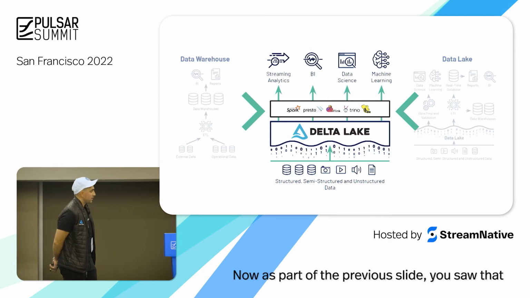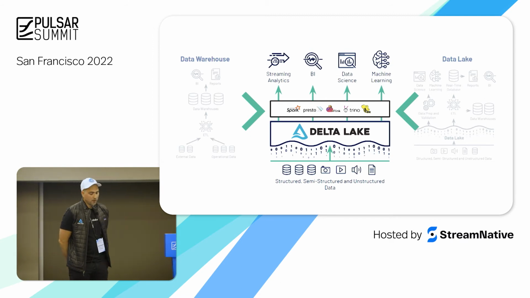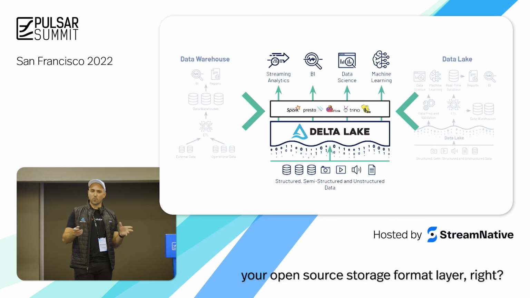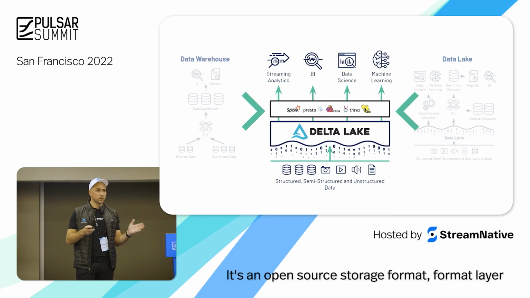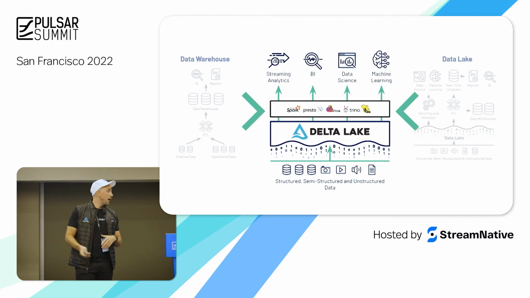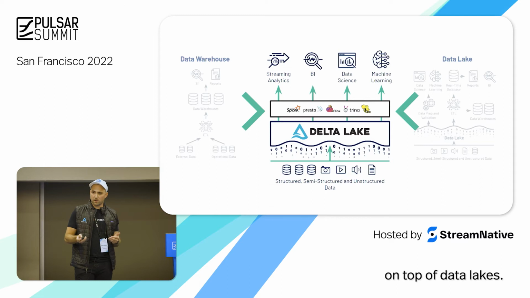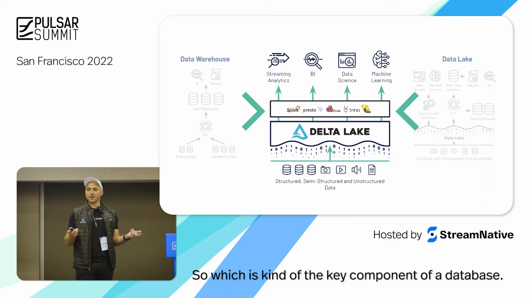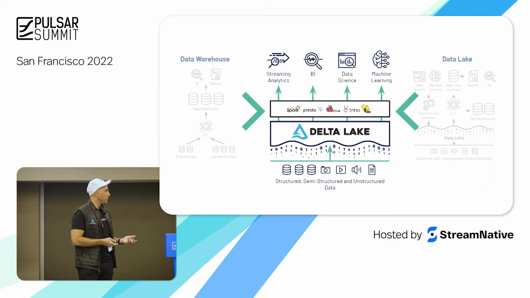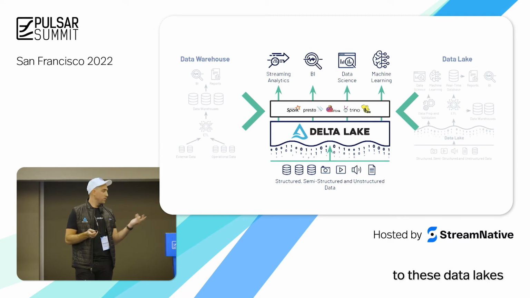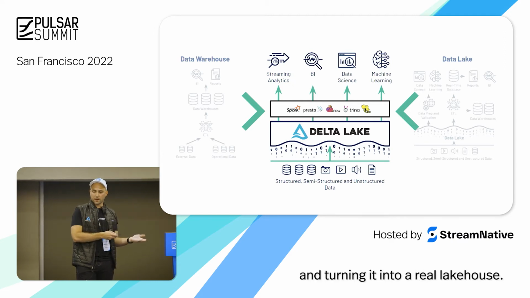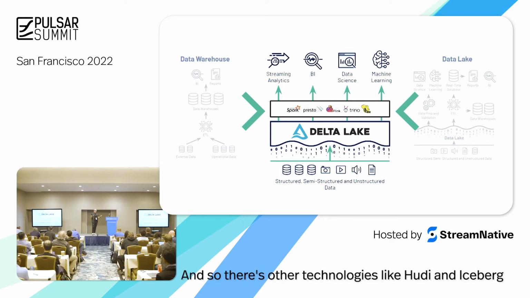Now, as part of the previous slide, you saw that I had Delta Lake in the middle, and that's your open source storage format layer, right? And that's exactly what Delta is. It's an open source storage format layer, and it provides ACID transactionality on top of data lakes, which is the key component of a database. And honestly, it's the key ingredient to taking a data lake and turning it into a real lakehouse. Right? And so there's other technologies like Hudi and Iceberg that I mentioned, and Delta Lake is one of them.